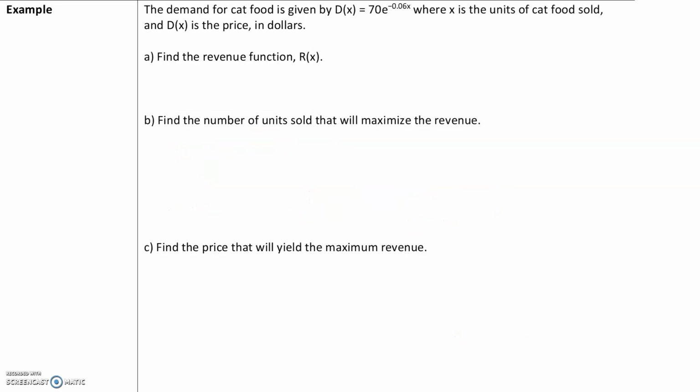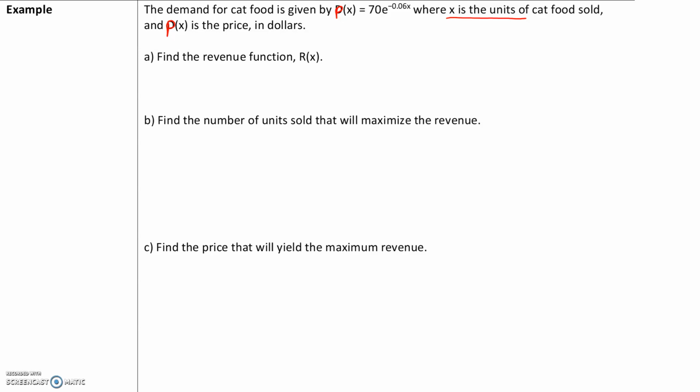Next example. I changed this to P because it makes more sense. I don't know why there's D in the original problem. I changed it in my Open Math also, but it says the demand for cat food is given by P of x equals 70 e to the negative 0.06x, where x is the number of units of cat food sold. So remember, x is the number of units, and P of x is the price in dollars.